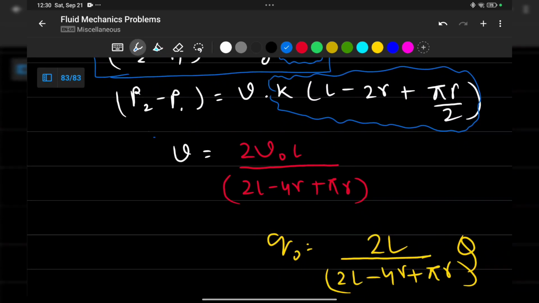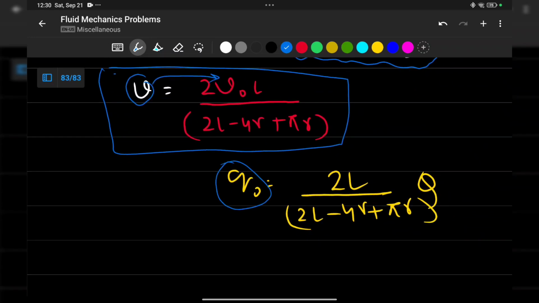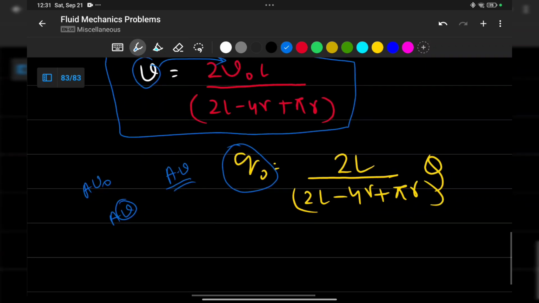Then this is the v, that is analogous to I. So we get v in terms of the previous value, and q0 is nothing but A into v. If in the previous case it is A into v0, now it is A into v, and we put the value of v here, and we get the answer.